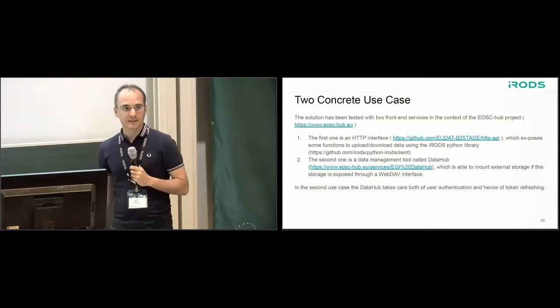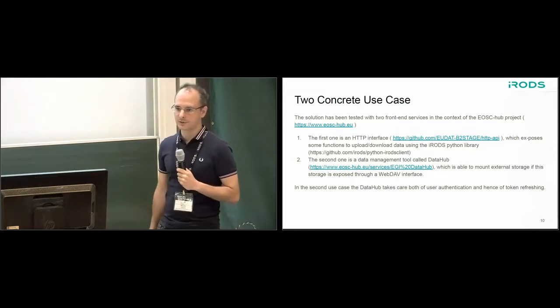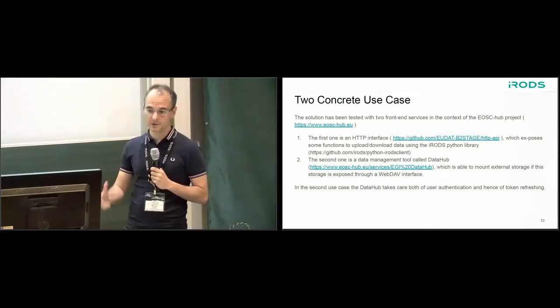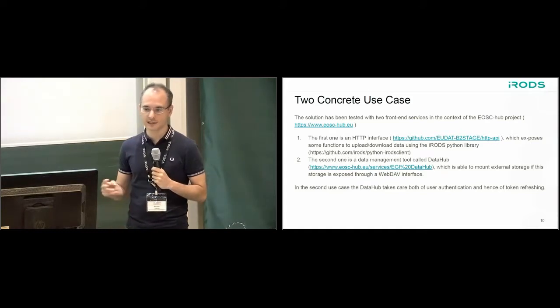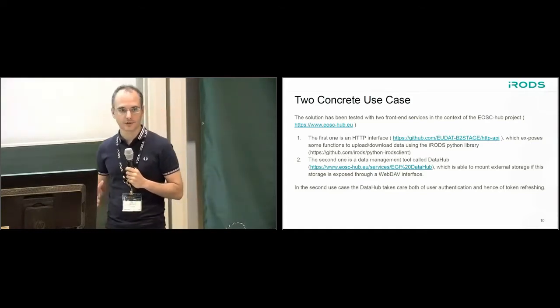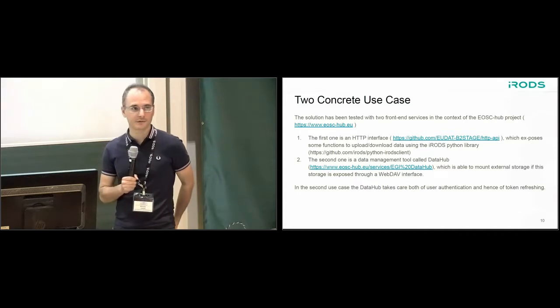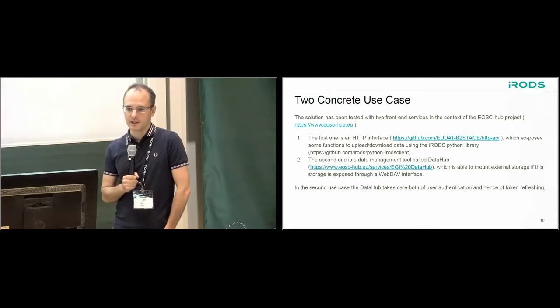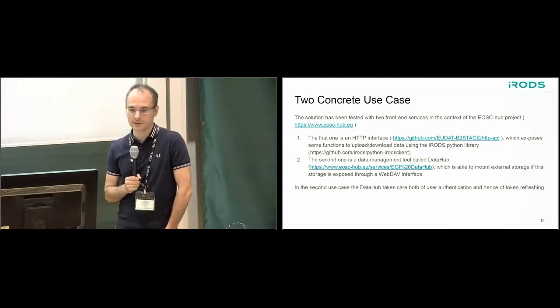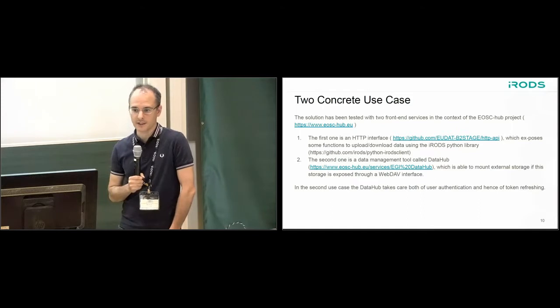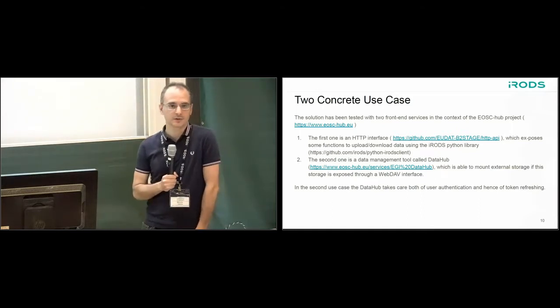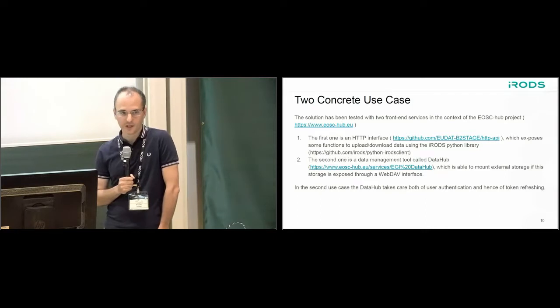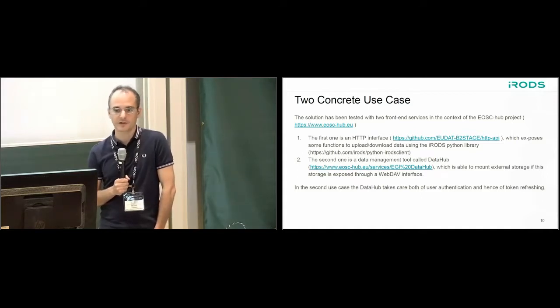The solution has been tested. We have done many tests. We have tested it principally with two front-end services. These are in the context of EOSC-Hub. The first one is an HTTP interface called B2STAGE HTTP API, which exposes functionality to upload and download data using iRODS. And the second one is a data management tool called Onedata within EOSC-Hub, which is able to mount external storage, and the storage is exposed through WebDAV.